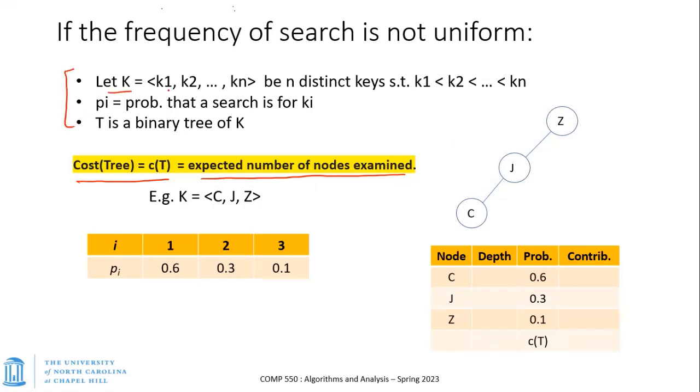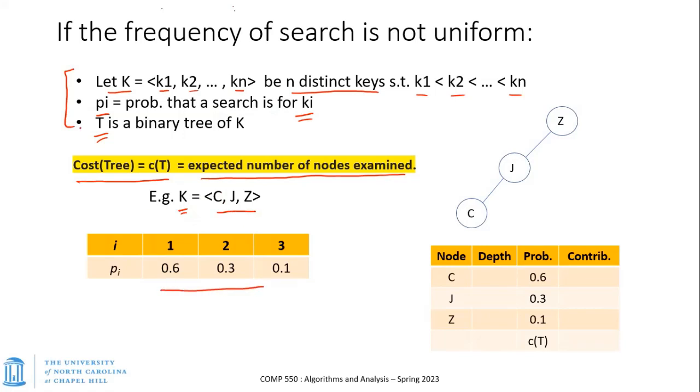So we're defining K to be K1, K2, and so on. These are the keys, and you have n distinct keys, where K1 is less than K2 is less than Kn. In other words, either you have an alphabetical sorting or some other kind of sorting. And P sub i is the probability that a search is for Ki. T is some binary search tree of K, one of the possibly large number of trees that you could have. And the cost of this particular tree is going to be the expected number of nodes to be examined.